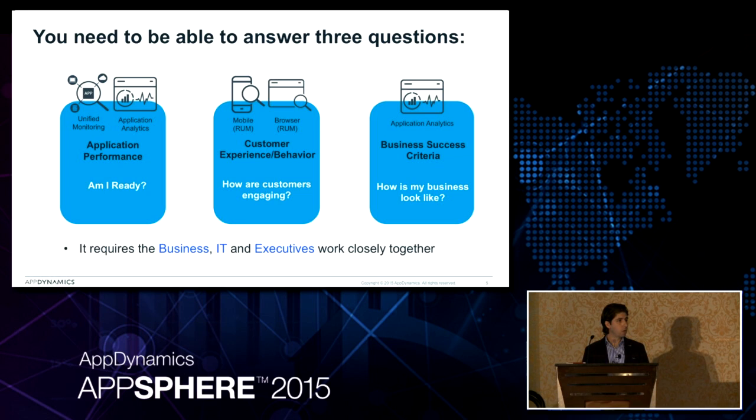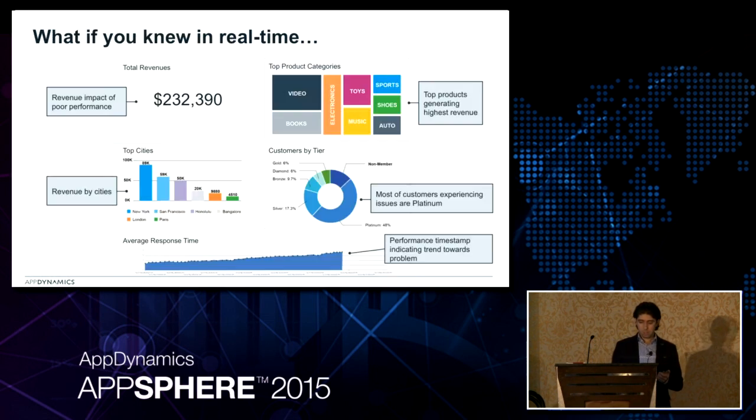And the third question you need to ask yourself is, what does my business look like? What if you knew in real time how much total revenue got impacted because of the poor performance? What if you could tell which products are your top category in your company? Or what if you could slice and dice your revenue by cities? What if you could tell which customer type got affected because of the poor performance?